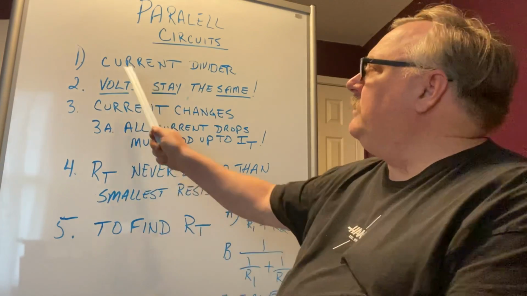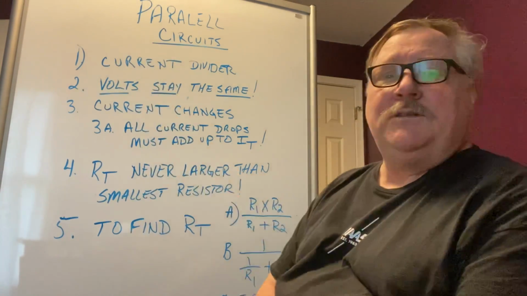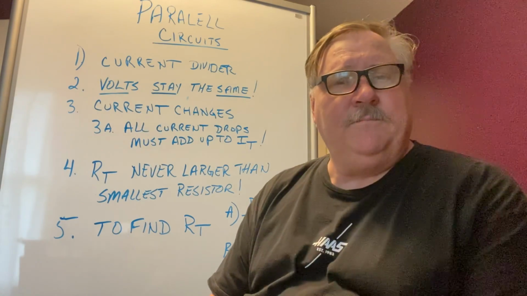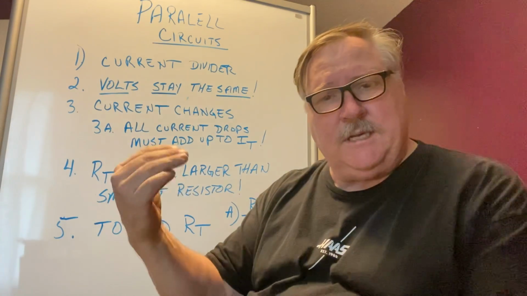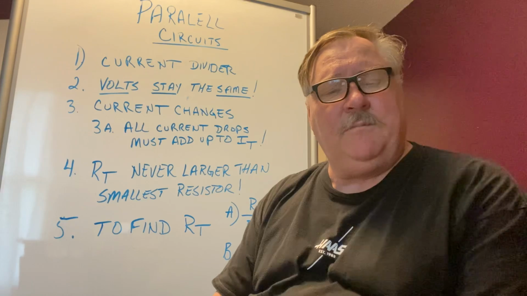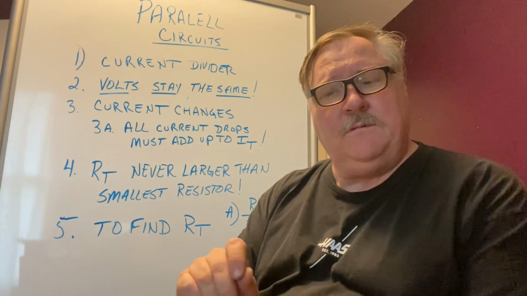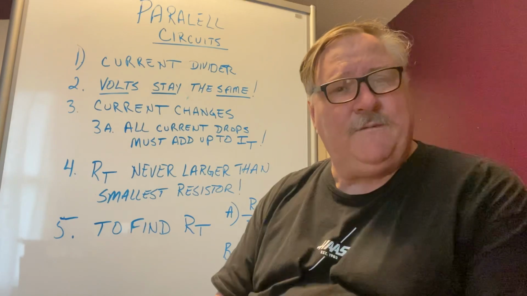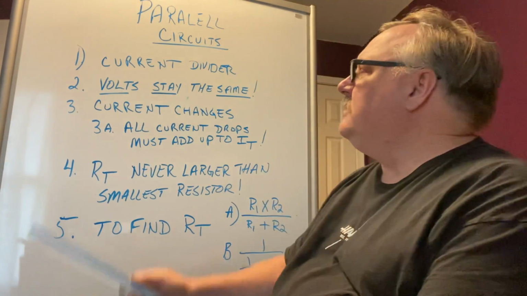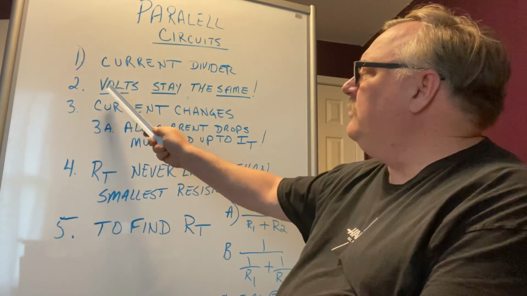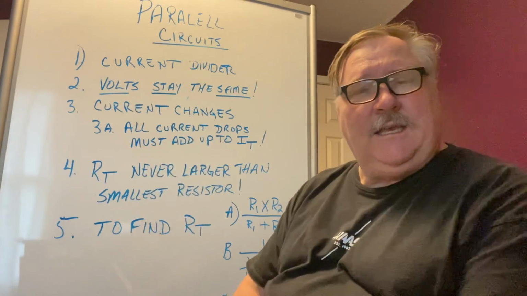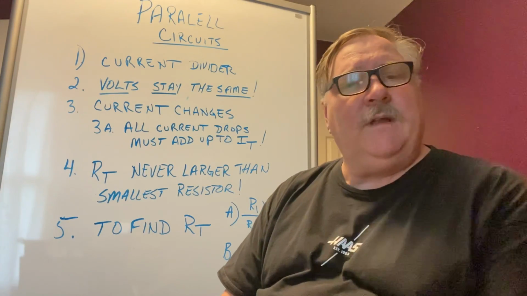So the number one rule that you need to understand is that a parallel circuit is a current divider. And when we start getting into these next rules, you can see that I've already pre-written them up here. You'll see how that works, and you'll really see it when I do the video on how to figure these things out, okay? So the number two rule is your voltage stays the same. In a parallel circuit, your volts do not change.